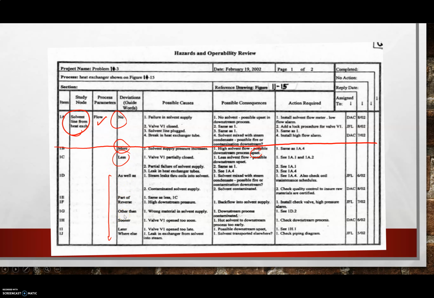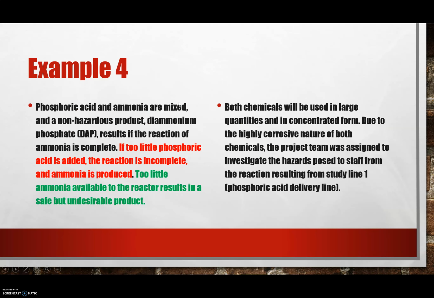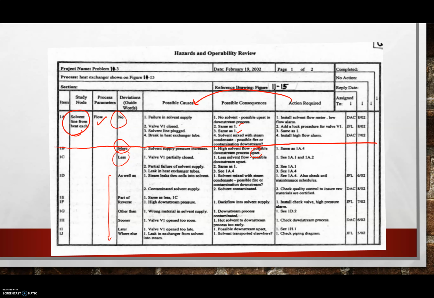Just make sure your action required or recommended action is linked back to your possible causes. Then your possible consequences are related to your possible causes. You see, same consequences but different possible causes. So basically, this example is using solvent line and the process parameter of flow.